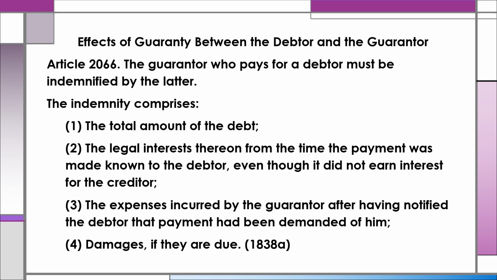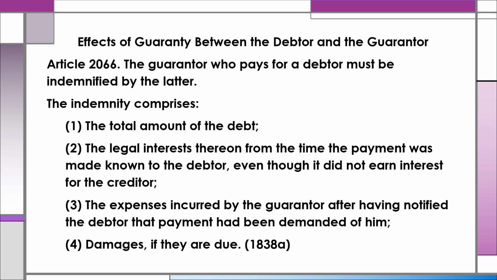Article 2066. The guarantor who pays for a debtor must be indemnified by the latter. The indemnity comprises, number 1, the total amount of the debt. Number 2, the legal interests thereon from the time the payment was made known to the debtor, even though it did not earn interest for the creditor. Number 3, the expenses incurred by the guarantor after having notified the debtor that payment had been demanded of him. And number 4, damages if they are due.